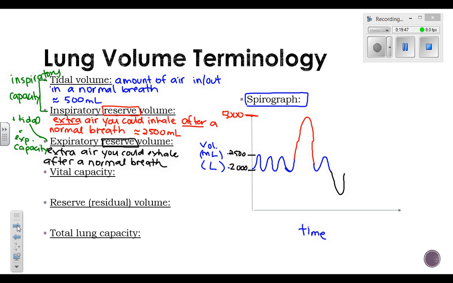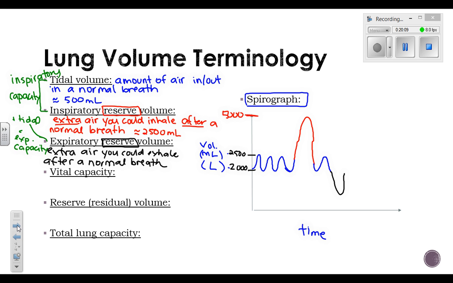So a normal breath plus every bit of extra air. Now, I don't normally use inspiratory capacity and expiratory capacity. I like to separate them all so that I have distinct parts on the graph. But your textbook mentions those, so I want you to know that's what we're referring to when we talk about capacity.